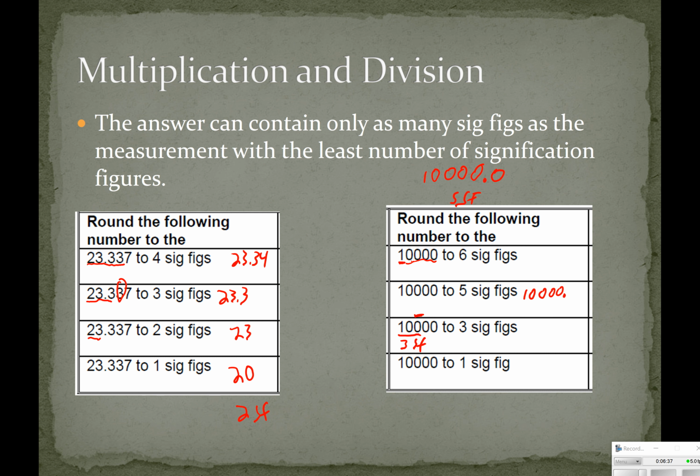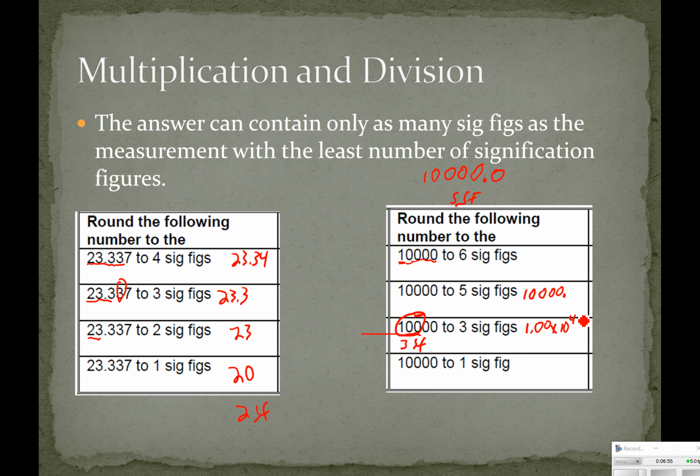The other way we could do it is with scientific notation, which I'll show you in a minute here. And the way we would do that, we would take the significant digits that we want, in this case the 100, and we would do something like that, times 10 to the 4th.